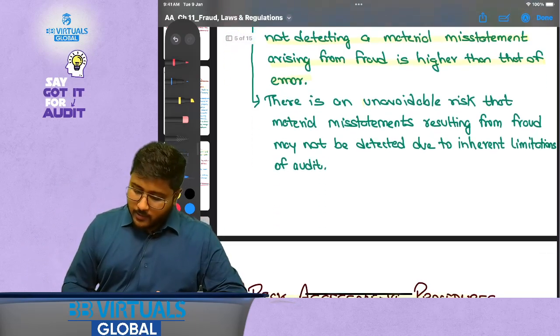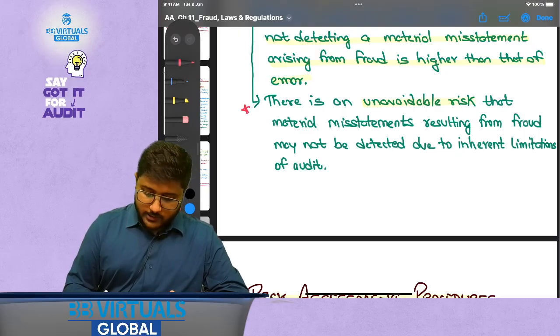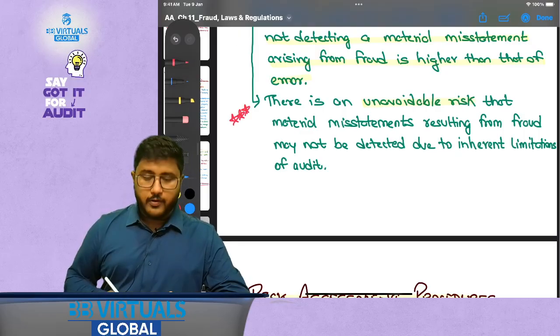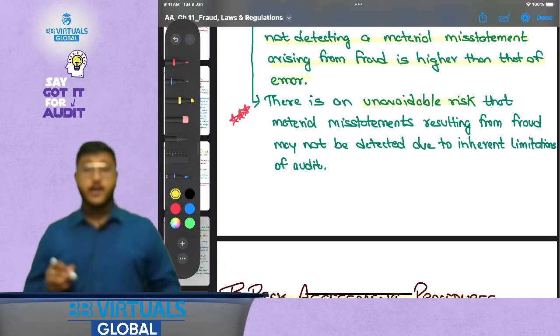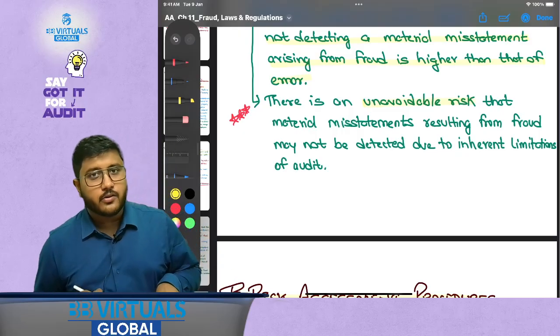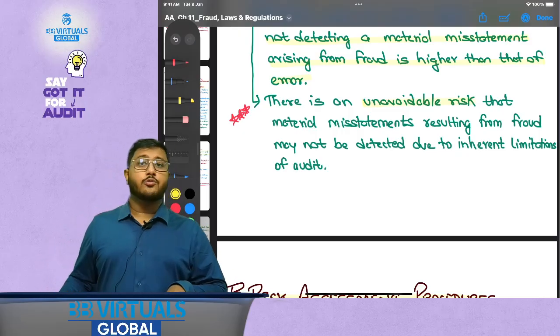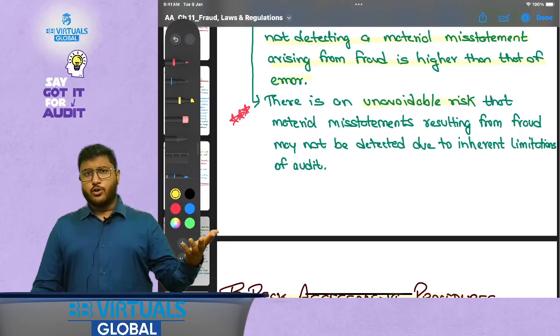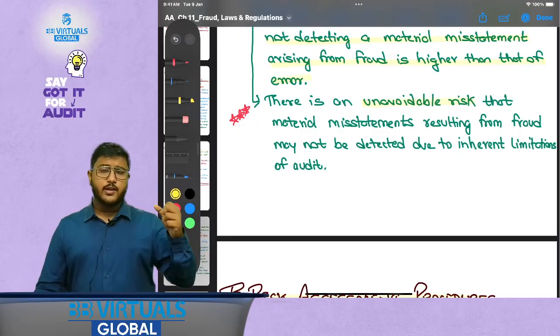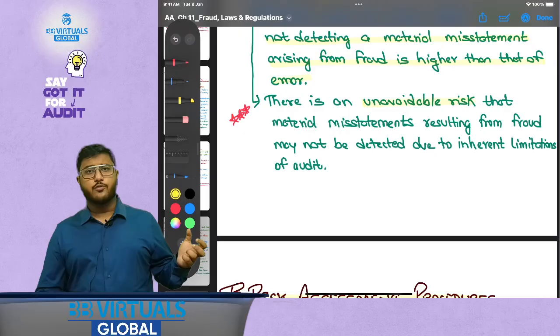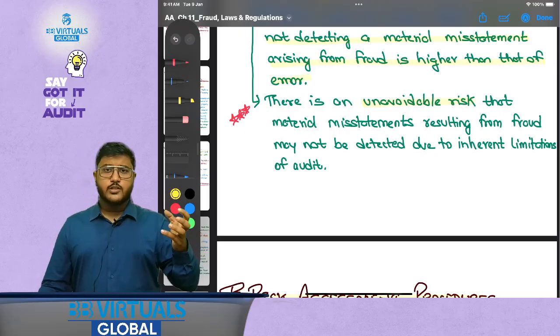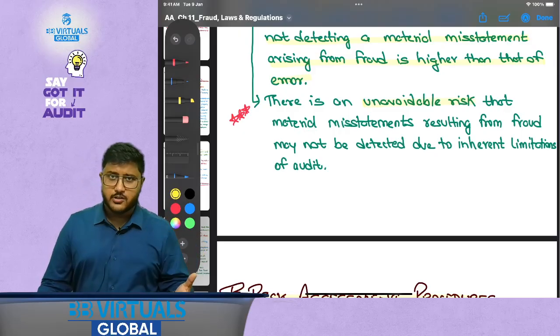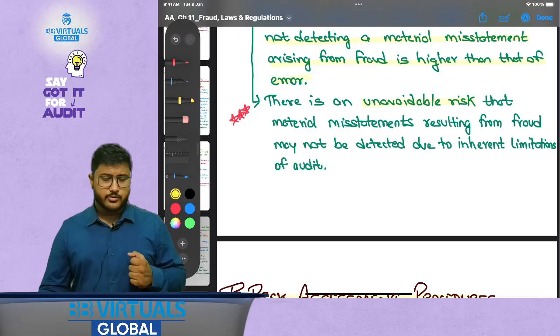There's an unavoidable risk. There's always an unavoidable risk. This is a line that you need to always write in your examination. There's always an unavoidable risk that material misstatement resulting from fraud may not be detected due to inherent limitations of audit, because of the complex nature of audit procedure. There is complex accounting involved. There is complex nature of financial reporting involved. The nature of audit procedures is not of an investigative nature. There are time and cost constraints, right?